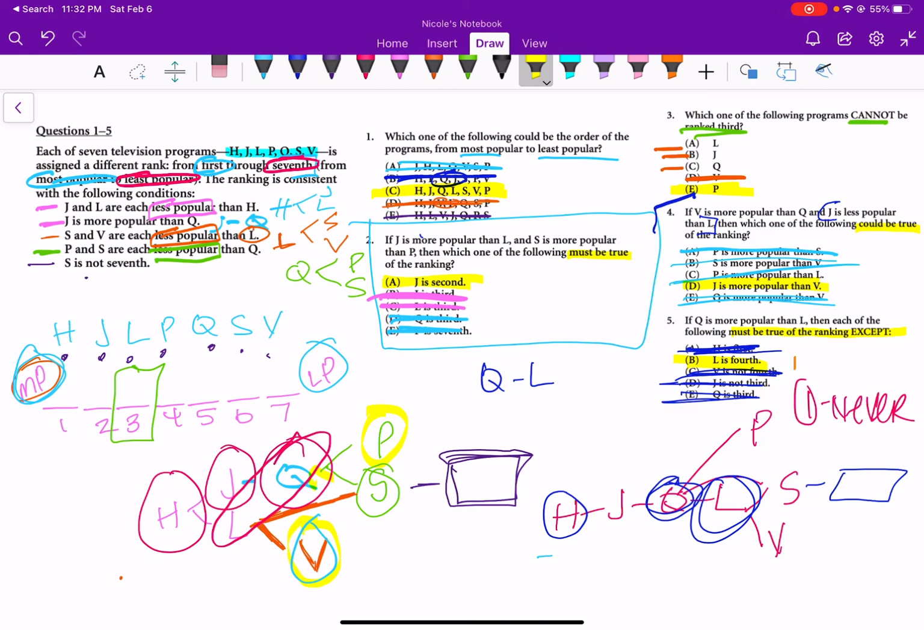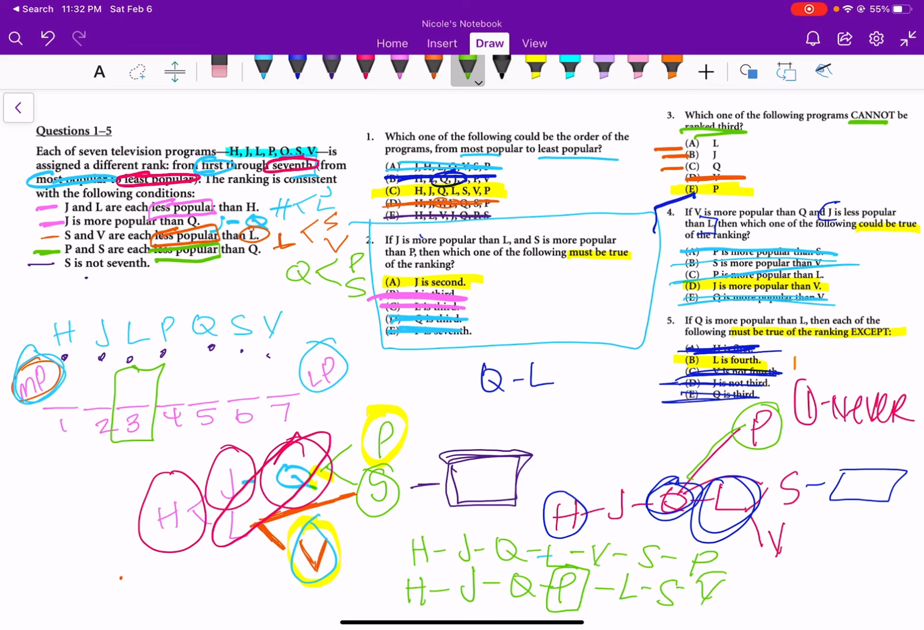It could be true. And for those of you that are struggling to see that, J could be fourth if we went H, J, Q, L, V, S, P. But P just has to come after Q. So we also could do H, J, Q, P. So now we have P in fourth. L, S, V to make sure that something's coming after S.